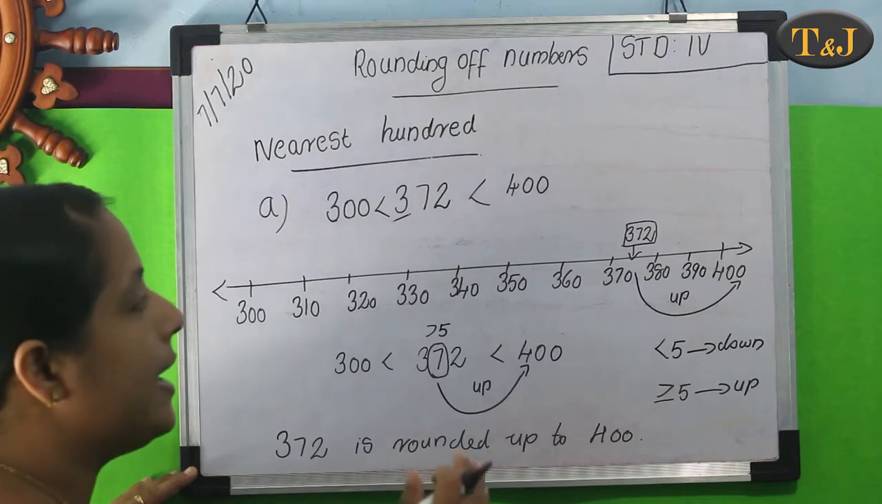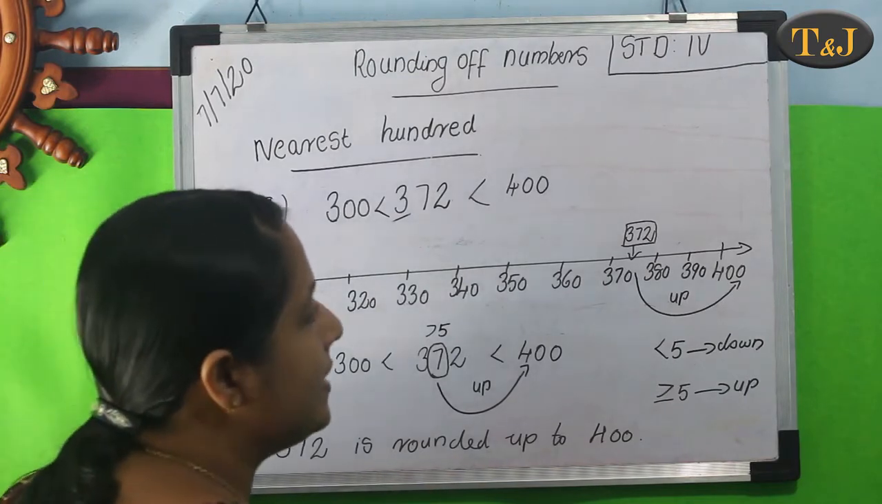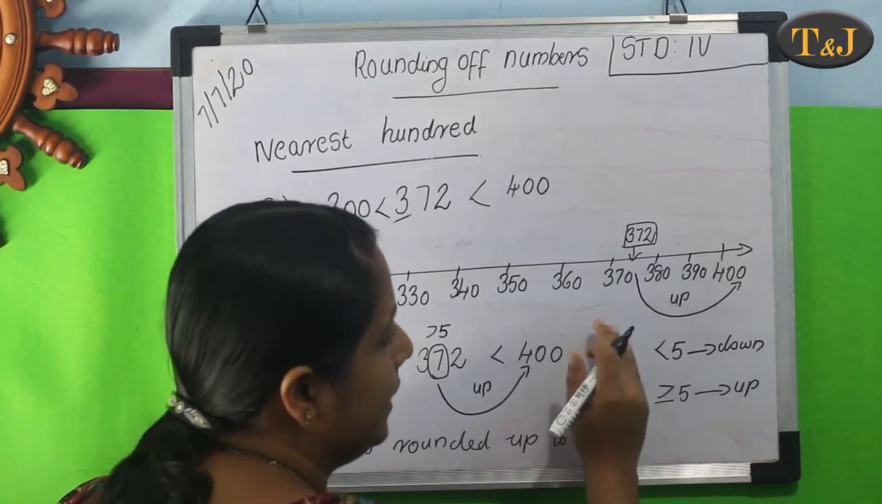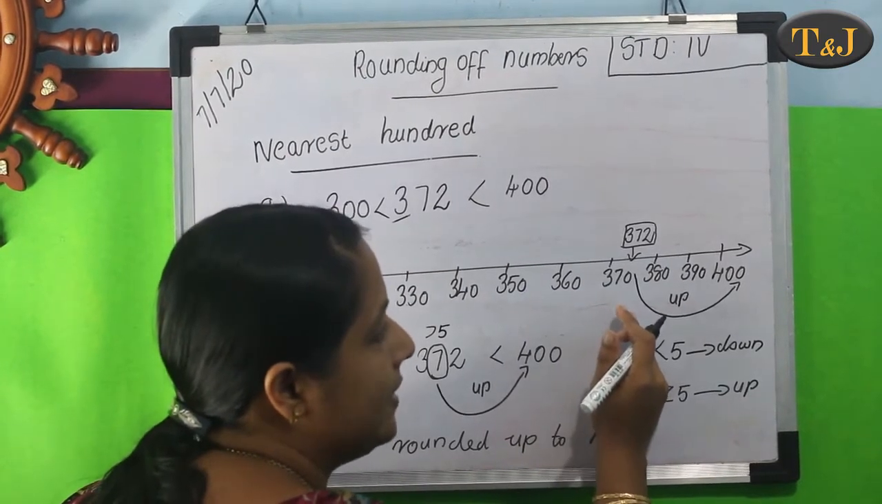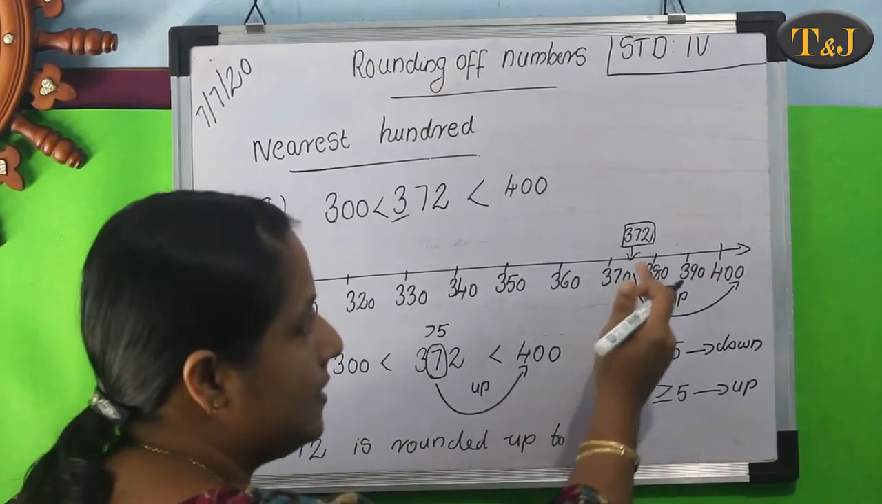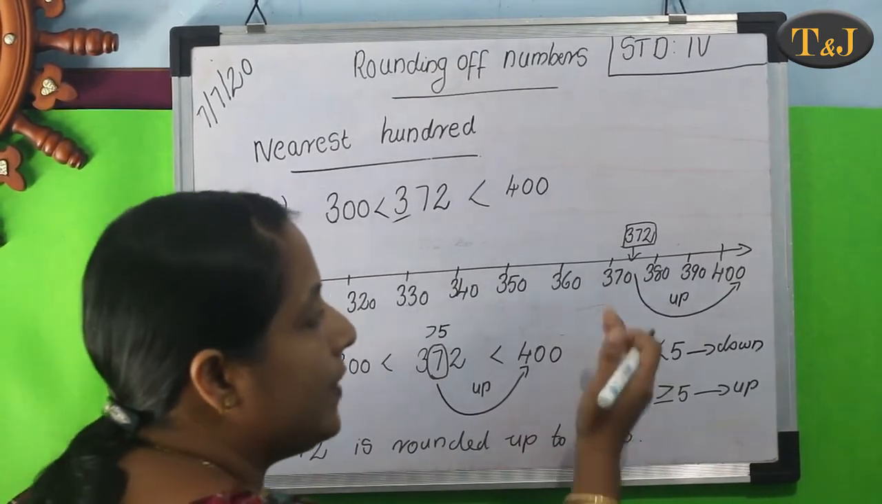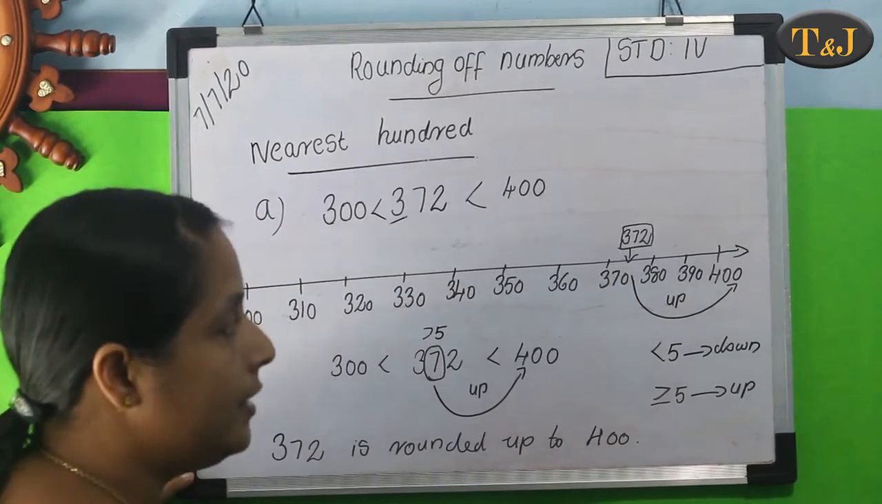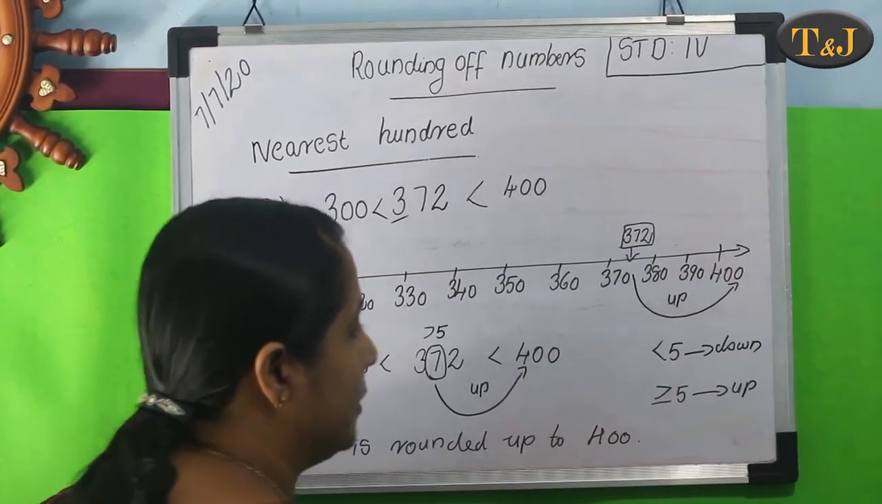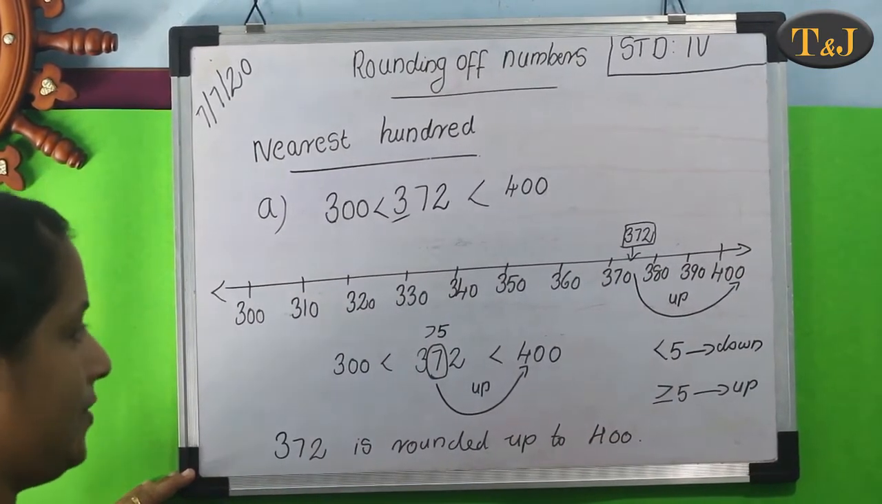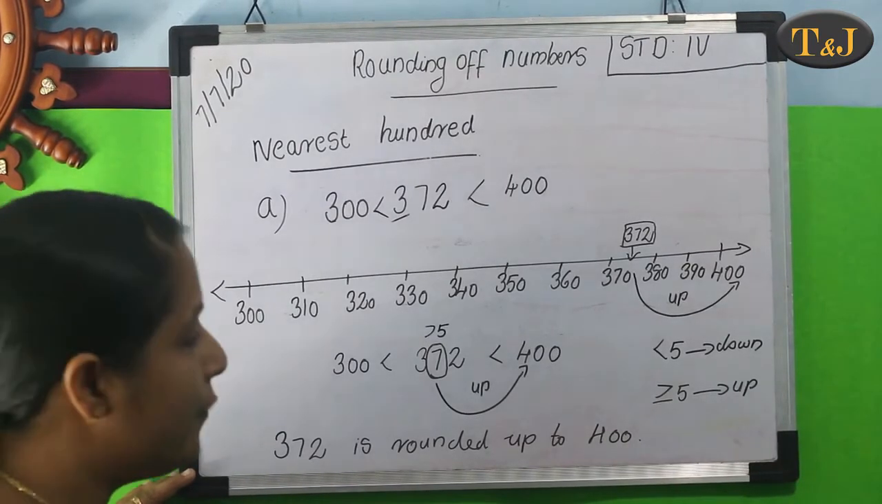Then our number is 372. It is located between 370 and 380. Then just mark 372. We know that 370 is very close to the number 400. Therefore, this number is rounded up. Then again write 372, which lies between 300 and 400.